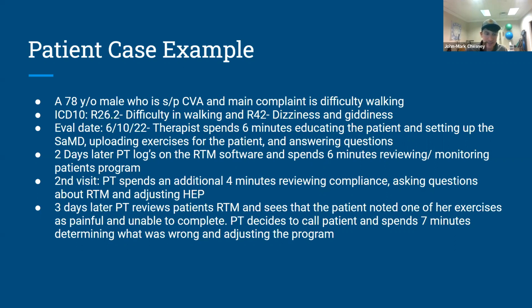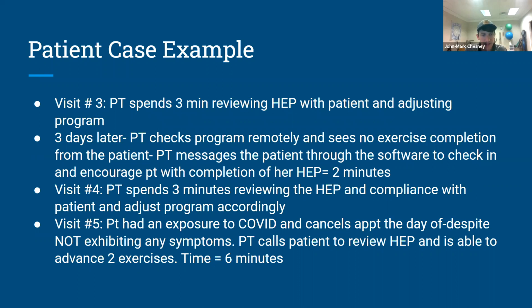3 days later, the PT reviews the patient's RTM and sees that the patient noted one of the exercises is painful and that they were unable to complete the exercise. So the PT decides to call the patient and spends 7 minutes determining what was wrong and adjusting the program. Again, that's all now billable RTM time. At visit number 3, 3 minutes are spent reviewing the home program and adjusting. 3 days later, the PT checks remotely and sees no exercise completion from the patient. The PT messages the patient through the software to check in and encourage completion of the home exercise program for 2 additional minutes.